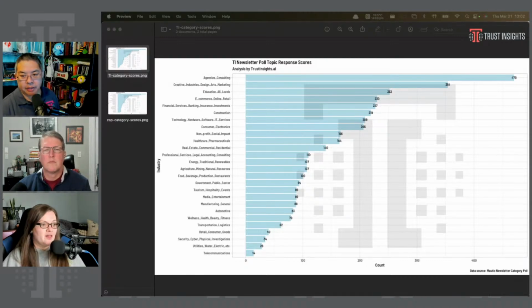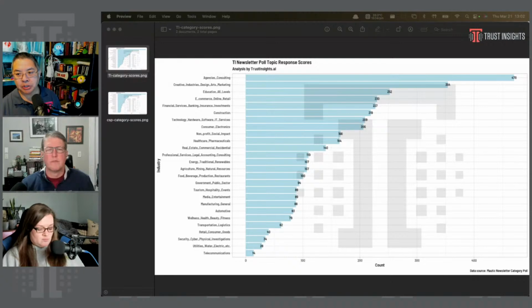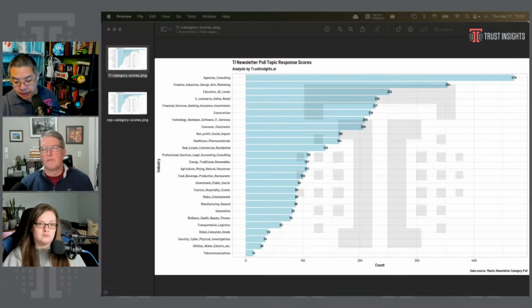Right. So the first part we have to look at is in the data itself, what do we see? Agencies and consulting is by far the leading, followed by creative, then higher ed and all education, e-commerce and financial services. So if we're going to create some content for a vertical, these would be the verticals to serve. Now, here's the important question. This is statistically useful information, but does it align with the kinds of customers we want?